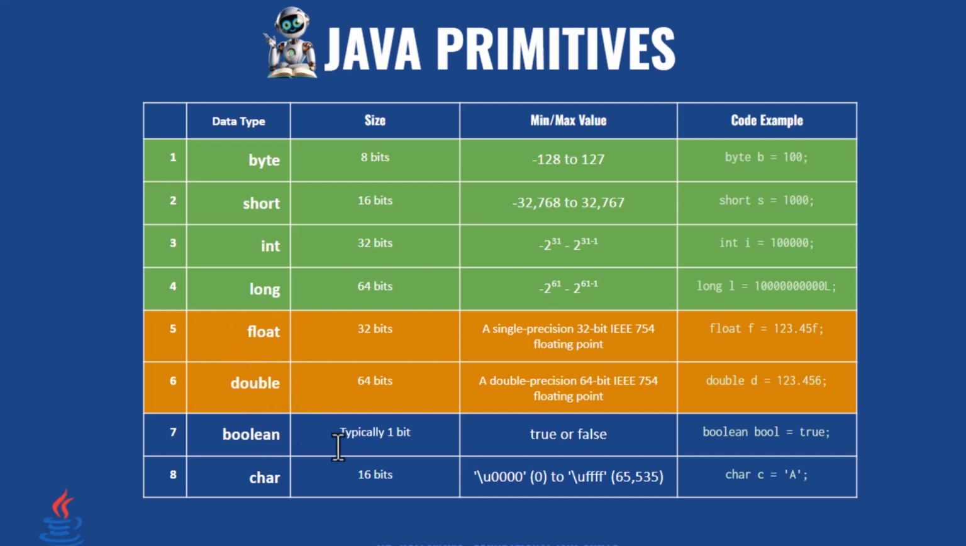You have a Boolean, it's typically 1 bit. A Boolean is basically true or false. It's a very small value. Chars are 16 bits, and they're basically just a letter in single quotes. And so if you saw my previous video, to declare a char, you just type the variable type, the variable name is a c, and then we're setting it equal. We're assigning it a value of A.